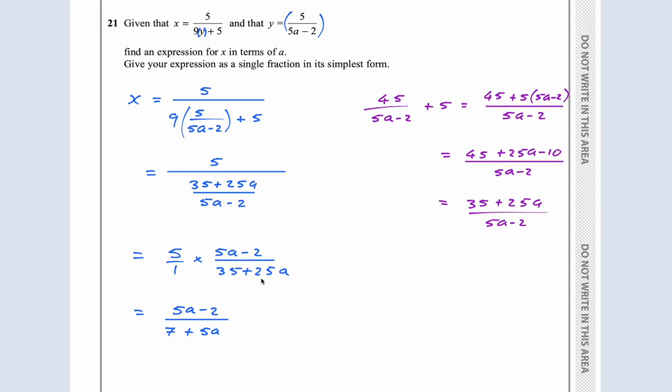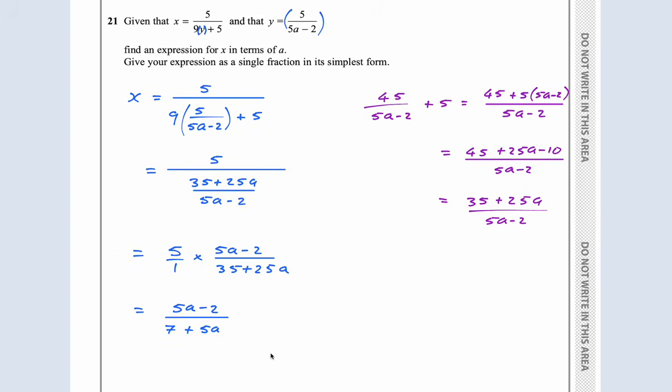There's a number of different ways to do it, obviously, but when I see something like this, my first thought is to simplify. When you have a fraction in a fraction, the first thing to do is deal with the inside fraction first, and then do this. Okay, that's question 21.